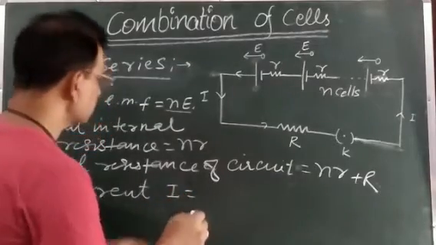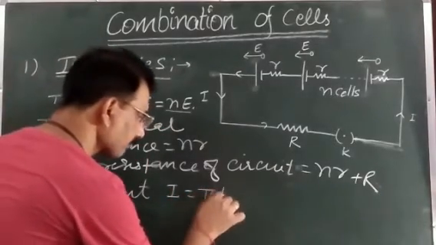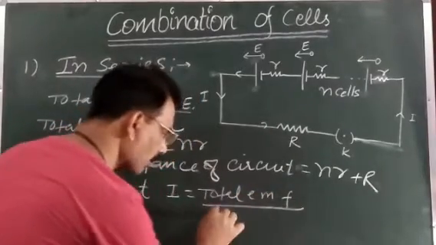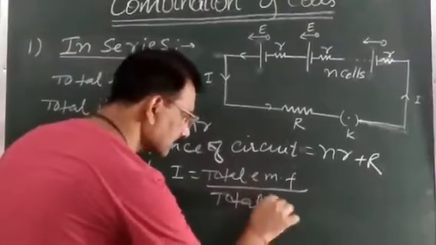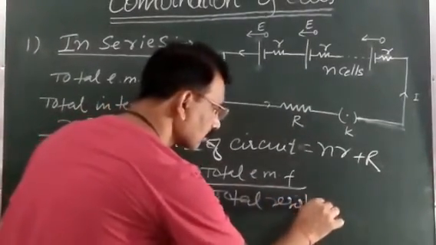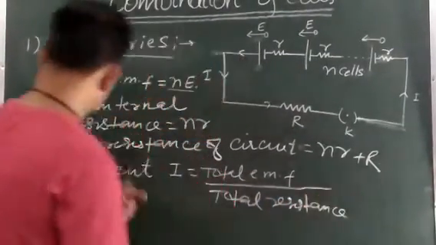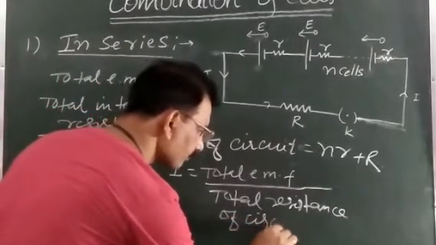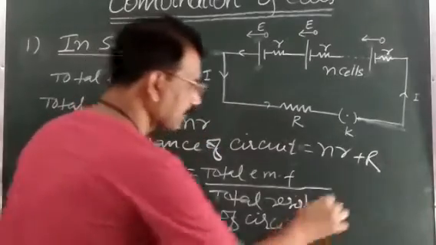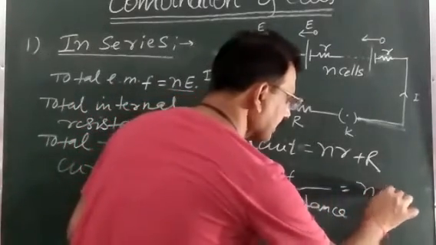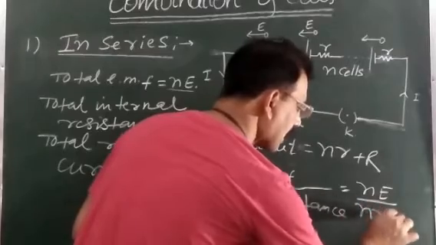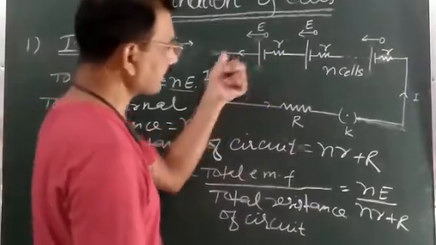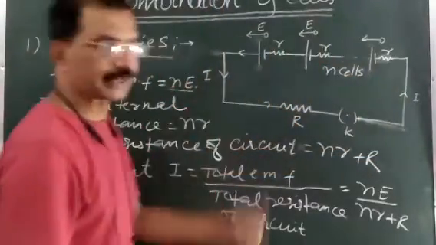So the current I is equal to total EMF upon total resistance of the circuit, and this is equal to nE upon nr plus R. This is the amount of current sent by this combination of cells in the circuit.